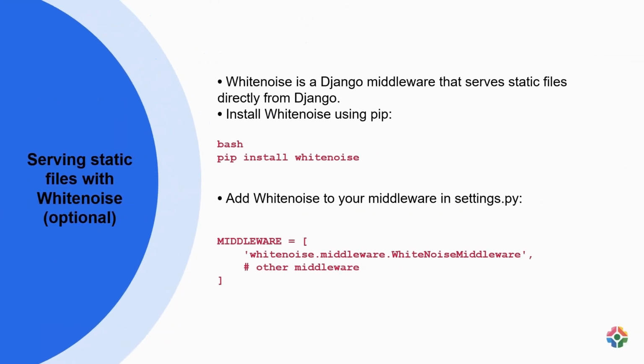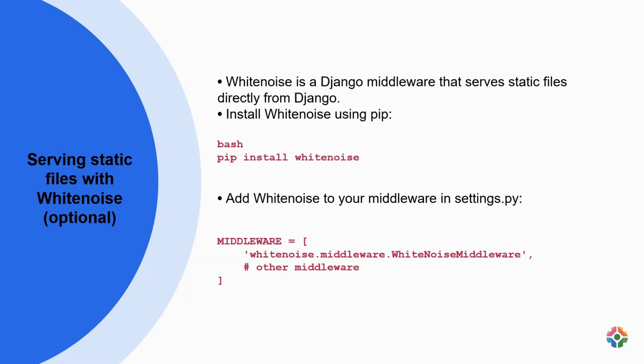WhiteNoise is a Django middleware that enables serving static files directly from Django, enhancing performance and simplifying deployment. To install WhiteNoise, use the command pip install whitenoise. Then, in the settings.py file of your Django project, add whitenoise.middleware to the middleware list. By doing this, static files like CSS, JavaScript, and images can be efficiently served by the Django application itself, without the need for a separate web server, streamlining the deployment process.